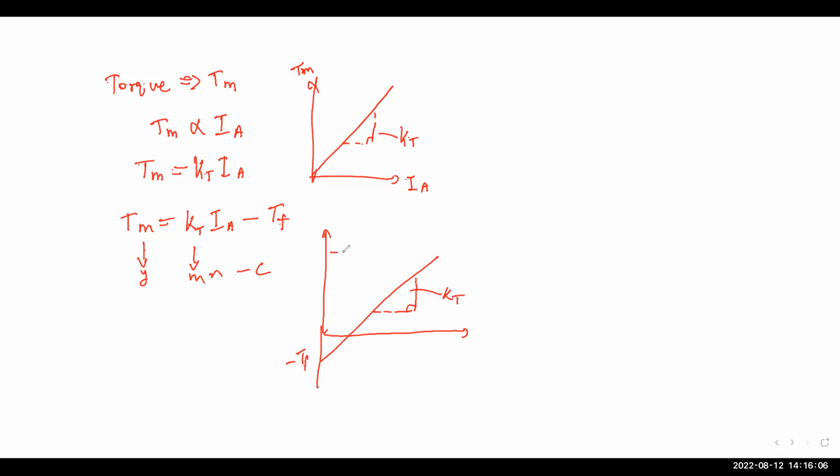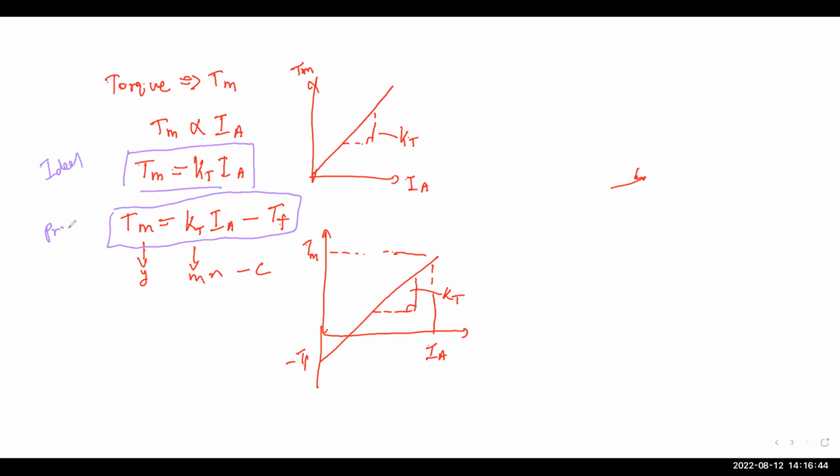Clear, right? So we can assume this to be Tm, and here it's going to be Ia, right? Okay, so this is one equation that we can plot. We'll keep both these equations. This is going to be the ideal equation, and this is going to be the practical equation, right? Okay. So we have this equation now.